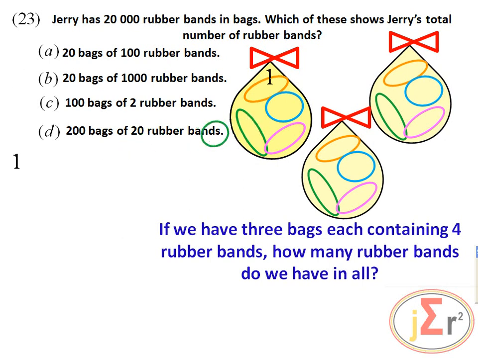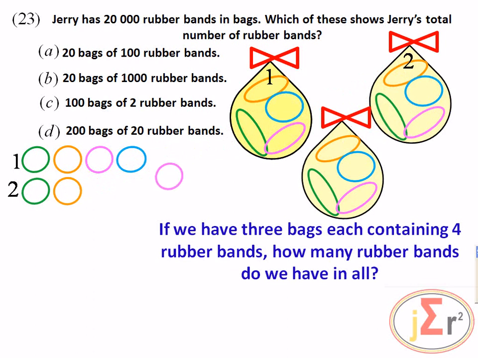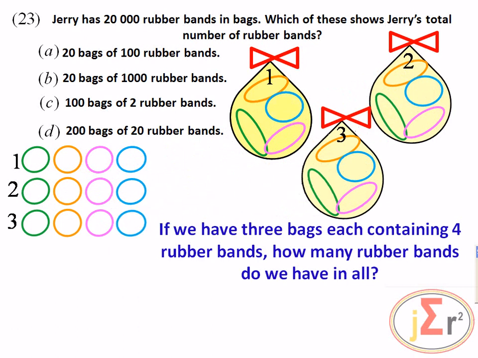That is your first bag, and we are taking the rubber bands from the first bag. Do we have another bag? Yes, we have a second bag, and we are taking the rubber bands from that one. And then do we have a third bag? Yes, we have a third bag, and we are taking rubber bands from the third bag, and we have all of the rubber bands represented there.